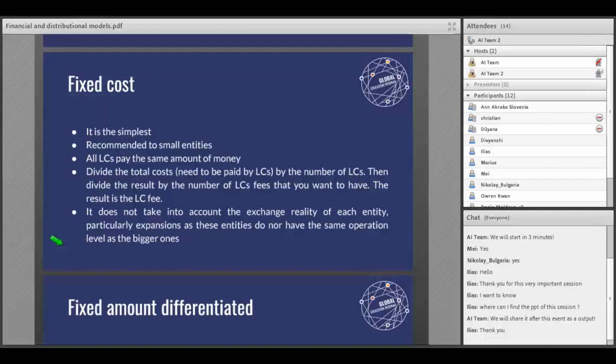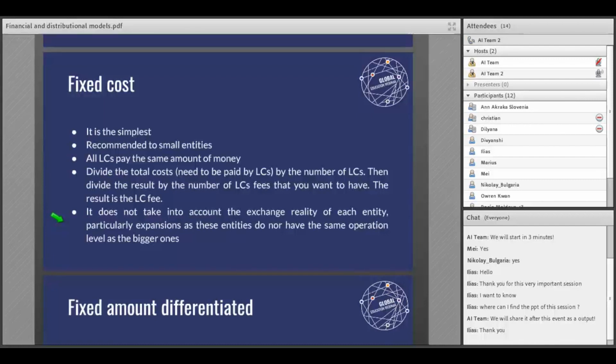So, types of distributional models. First is fixed cost. Fixed cost is the simplest type of distribution model. It is recommended for small entities. All LCs pay the same amount of money. For example, if the LC share in the national budget is around 1,000 euros and you only have 10 LCs, then each of the LCs needs to cover 100 euros.